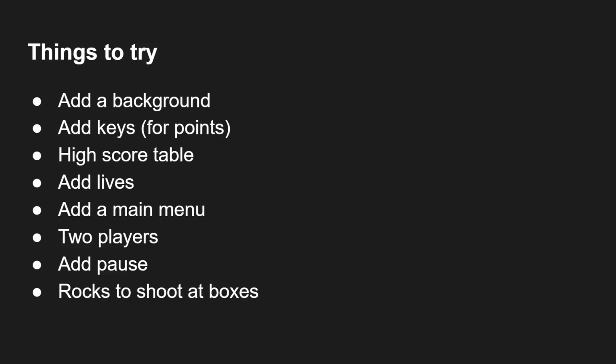Now, once you've done that, what can you do next? Well, you can add a background, you can add the keys to collect for points, you can add a high score table, you could add the idea of lives, you could add a main menu, you could even do two players, because you can do left and right for one alien on the cursor key, left and right to be, you know, Z and X on the other player. You can add an ability to pause the game, you could have the alien shoot out rocks to destroy boxes.